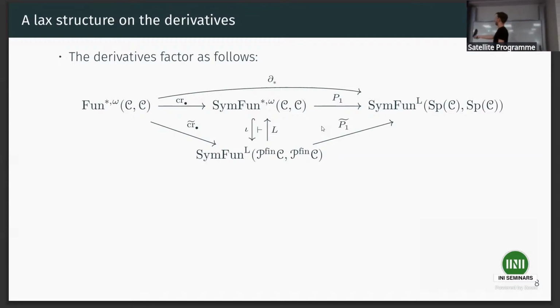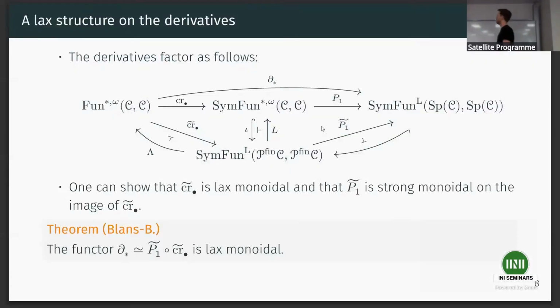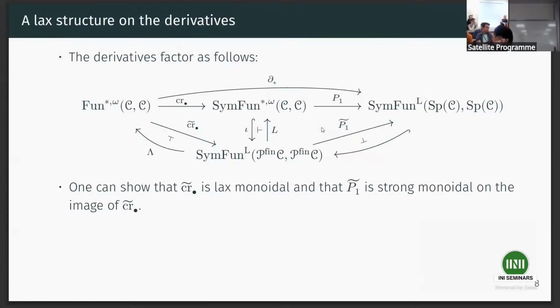And now we're in a good situation because this actually has a monoidal structure given by this composition product. And we have these cross effects here, and we have this P1 here. And it turns out that we still have these left and right adjoints. And it also turns out that this P1 here is still a localization.